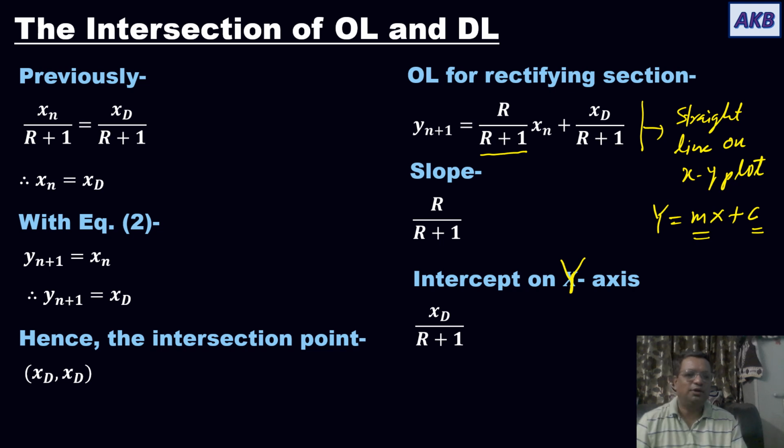In order to plot the operating line, we need three points or three pieces of information. One is the intersection point with the diagonal line, another is the slope of the operating line, and the third is the intercept made by the operating line on the y-axis. Out of these three, we can use any two to plot the operating line. Next I'll show you how to plot the operating line.